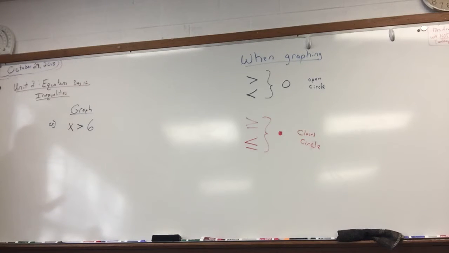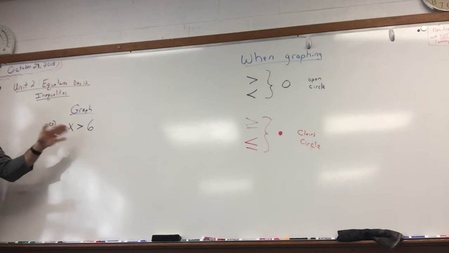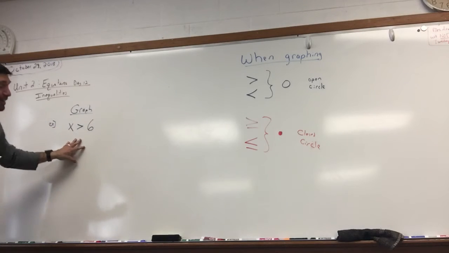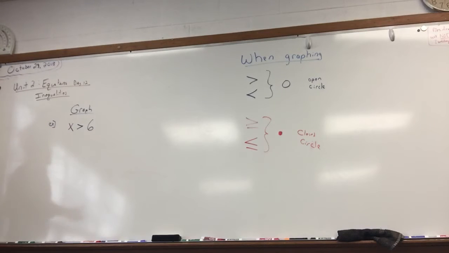Caleb, you ready? I need something that's greater than 6. Go. 7. Is that the only answer that X can be? No. Mason, give me another one that's greater than 7. 8. Good. Jackson, give me another thing that X can be that's greater than 6. 1,000. Grego, give me something else. 9. Alyssa. 100. We have infinitely many numbers that can be greater than 6. What about 6.00000000001? Yes. Is that greater than 6? Yes.